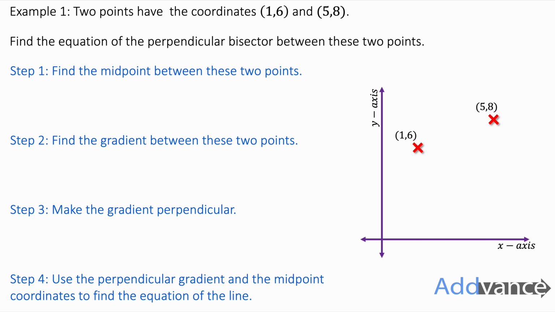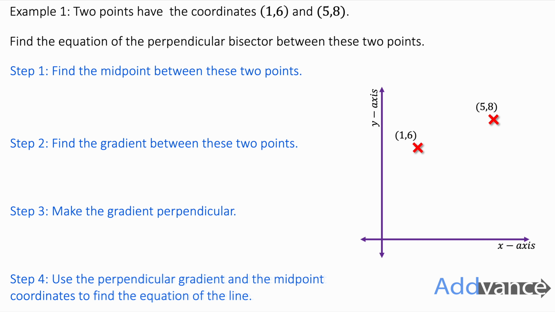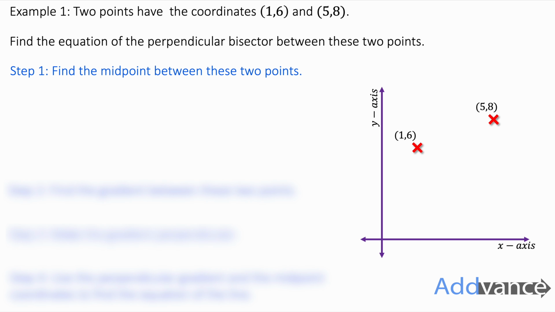We're going to find the midpoint between these 2 points. We're going to find the gradient between these 2 points. Step 3 will make the gradient perpendicular, and step 4 will use the perpendicular gradient and the midpoint to find the equation of the line of the perpendicular bisector. Those are the 4 steps. Let's follow them. So step 1, we'll find the midpoint between these 2 points.